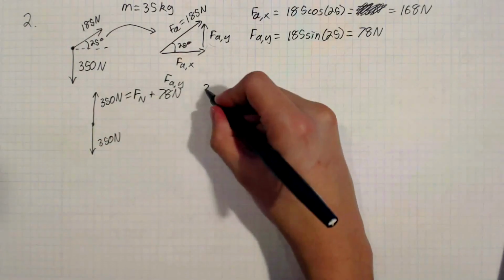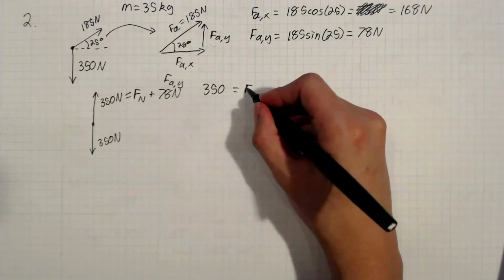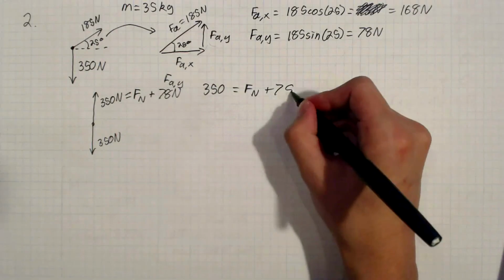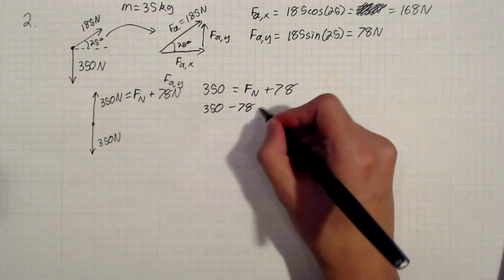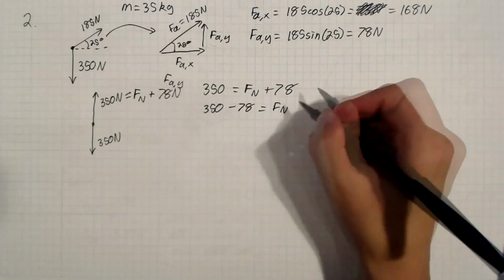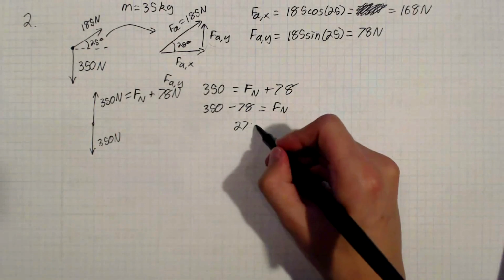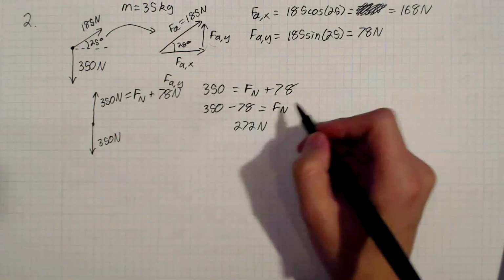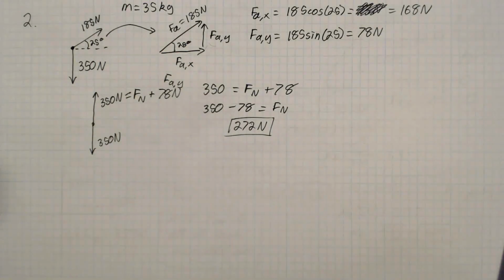So 350 equals normal force plus 78 newtons. So 350 minus 78 equals our normal force, which is equal to 272 newtons. And that's not the answer to the problem, that's just important, so I put it in a box.